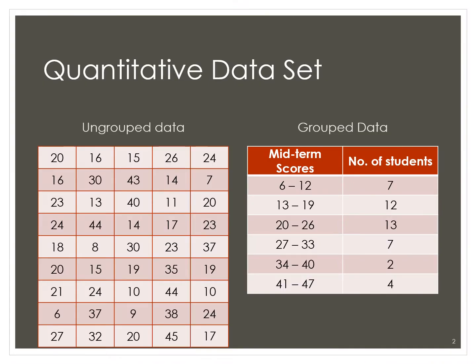In this video, I'm going to talk about frequency distribution. In chapter 3, we are dealing with quantitative variables. As you can see here, on the left side, we have ungrouped data. Meanwhile, on the right side, we have grouped data. This is actually a frequency distribution table.